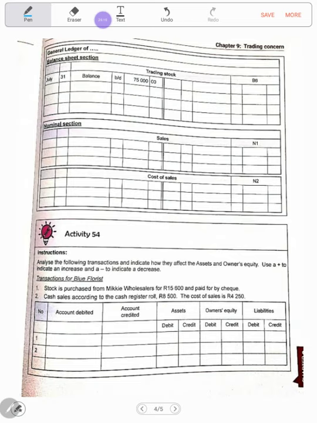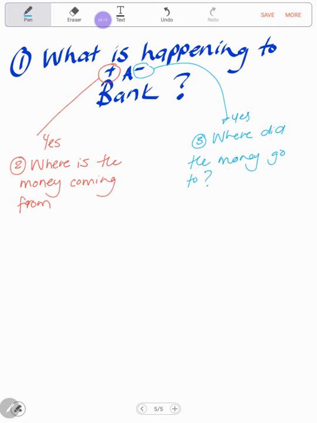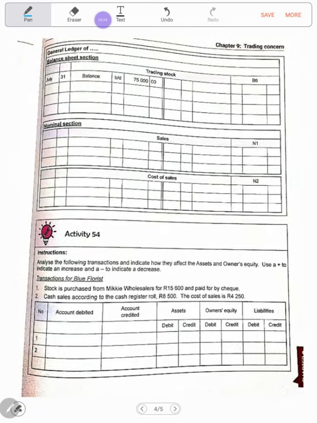Then we have cash sales according to the cash register roll, 8,500 Rand. What is happening to bank when we make a sale? It will increase. Where does this money come from? It came from sales. So sales, what do I do with incomes? I always credit income. So your credit account will be sales, and sales increases owner's equity on the credit side. What is happening to your bank? Your bank is an asset. It's increasing on the debit side. Money is coming in. So you're going to have plus the amount that just came in.